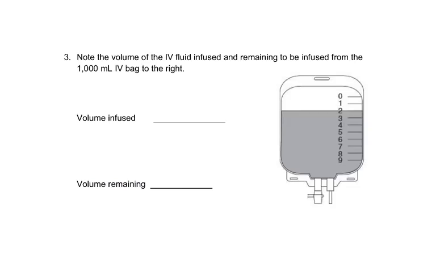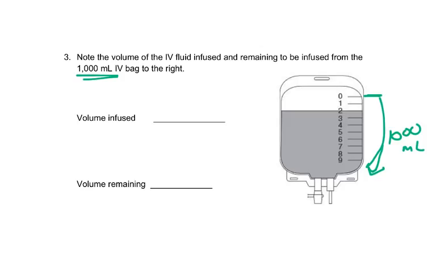So we'll look at one more example here. This is an IV bag. And it tells us here the IV bag has 1,000 milliliters. So from the 0 to the bottom is 1,000 milliliters. So this is actually read a little bit backwards. The numbers here tell us how much have been infused, how much have been used.